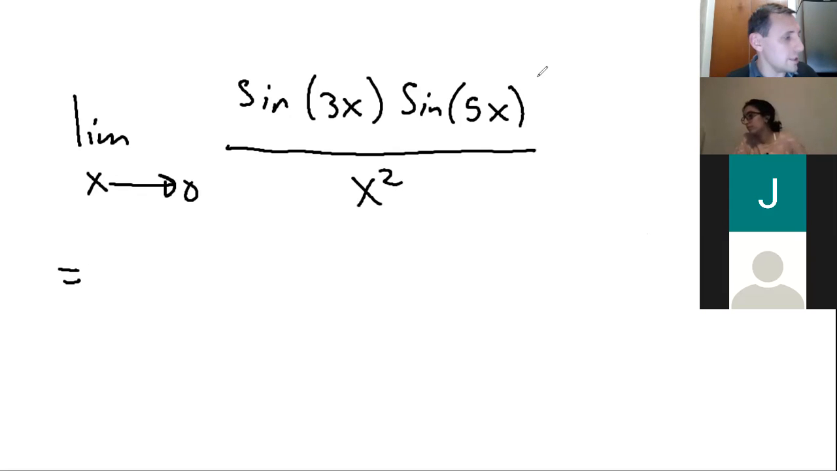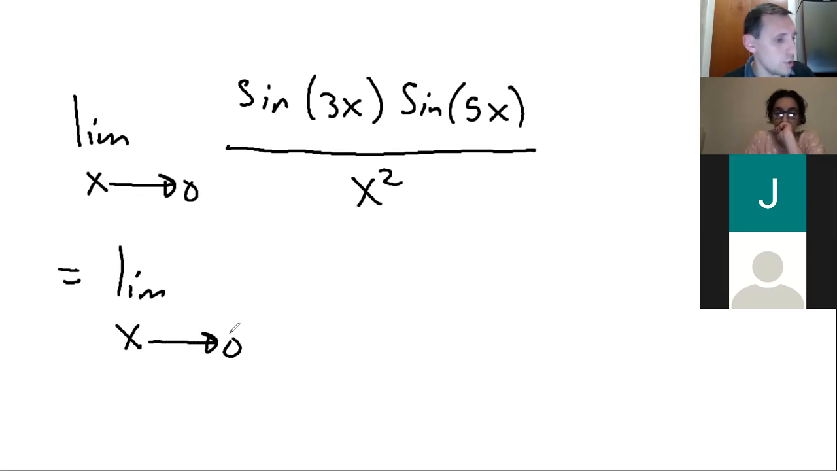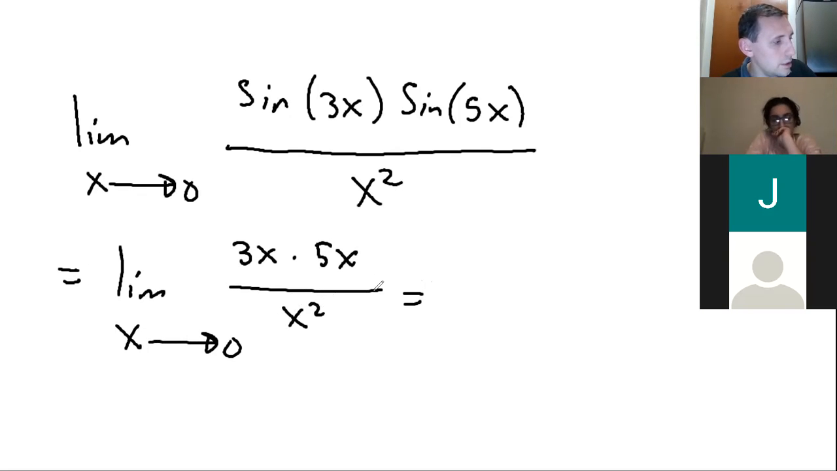So what you have here is this, guys. Because when the angle is very small, sine is not doing much to this angle. It's really limit as x goes to 0 of 3x times sine of 5x, which sine is not going to do much to, so it will be 5x. That's the quickest way to solve it. I can solve it other ways if you don't believe this one. Over x squared. So the answer is 3 times 5 or 15.